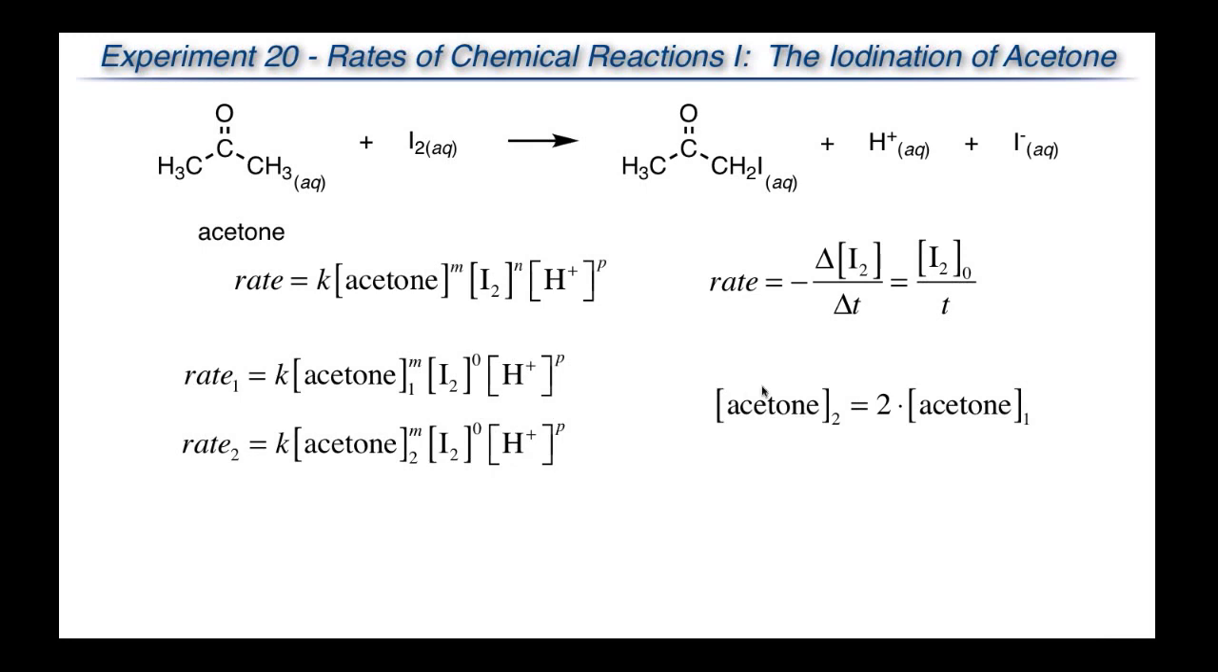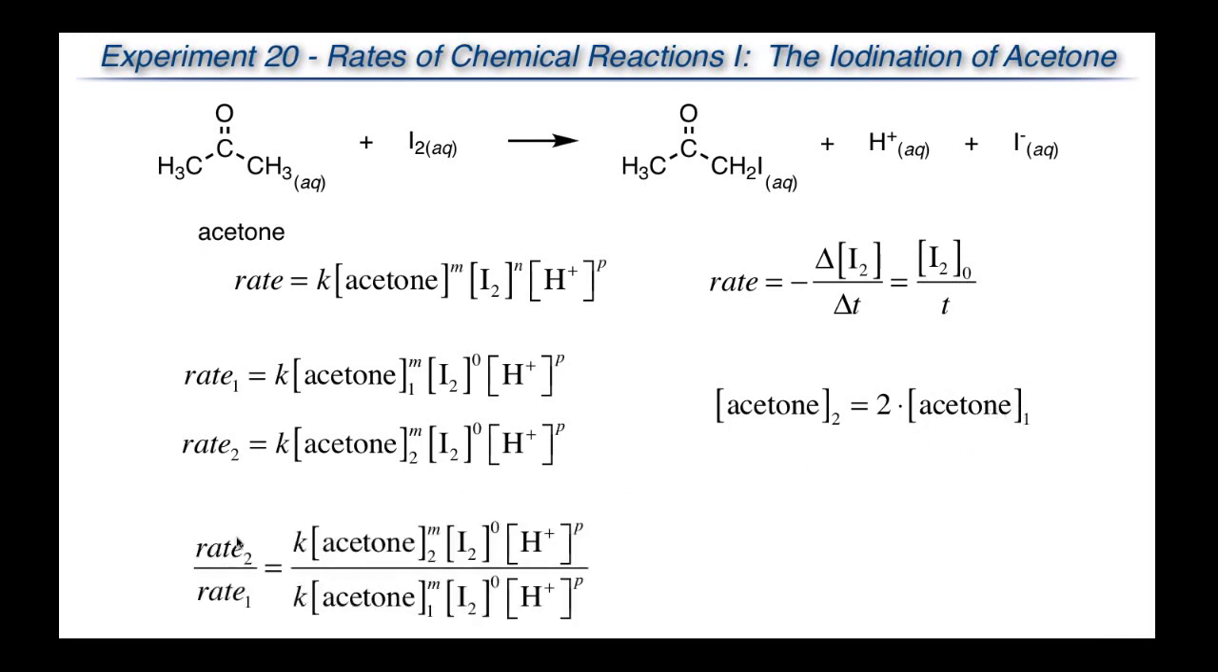So if we go ahead and make a simplifying judgment in this case, where in the first set of reaction conditions for rate 1, we just double the concentration of acetone for rate 2. So in that case, the concentration of acetone under the second conditions is equal to 2 times that of the concentration of acetone under the first conditions.